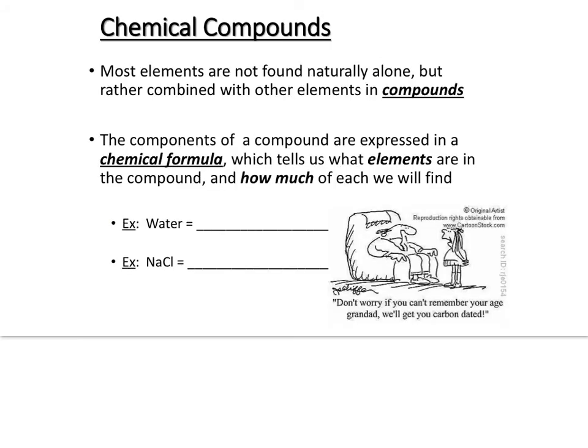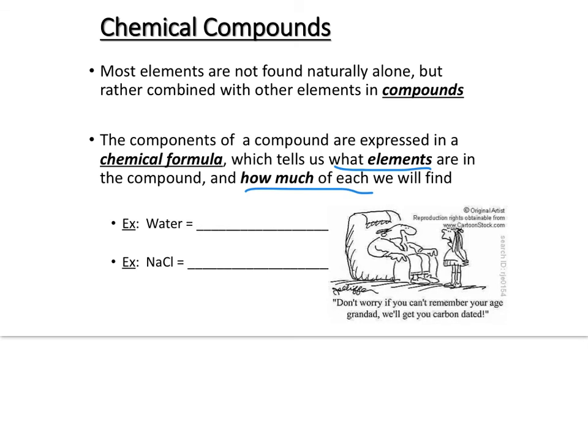Now, most of the elements are not found alone, but rather they are found in combination with other elements in compounds. And there's a couple different types of compounds that we will see. Now, the components of a compound are always expressed in the chemical formula. And the chemical formula tells us what elements and how much of each we're going to find in a particular compound. So for instance, water.